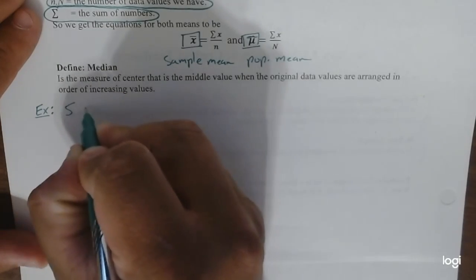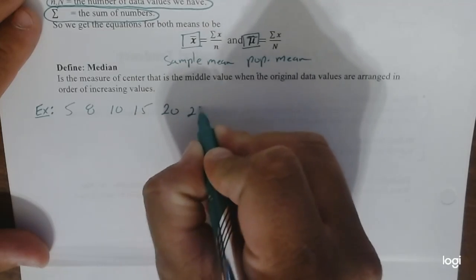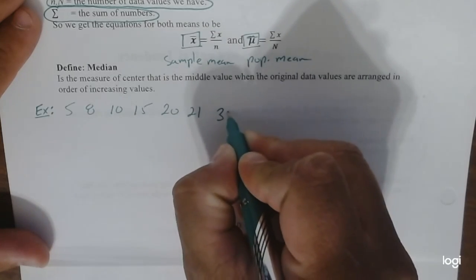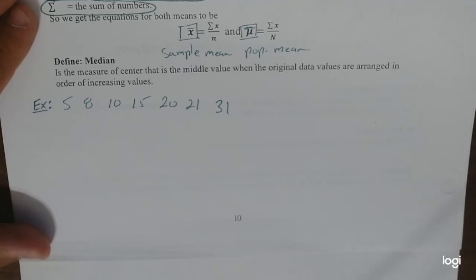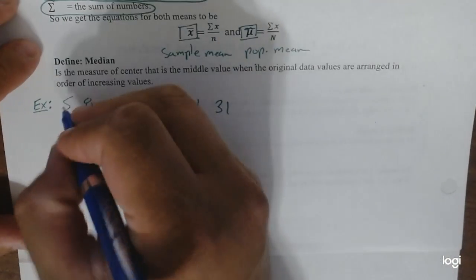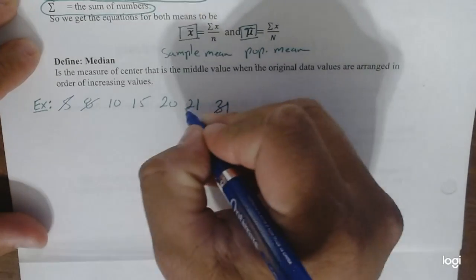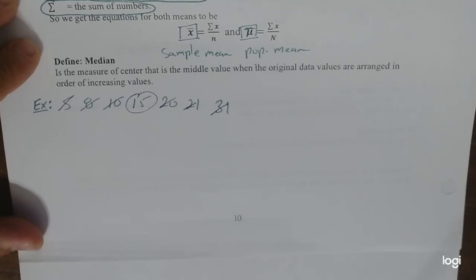So we have, let's say, 5, 8, 10, 15, 20, 21, and 31. Let's just say we have that, and we will find the median. The easiest way I can think of finding the median is you start from one end and the other, and you slowly go towards the middle. So cross, cross, cross, cross, cross, cross, you found your median. In this case, the median would be 15. There's actually no little symbol to illustrate median, so they'll literally just say median.